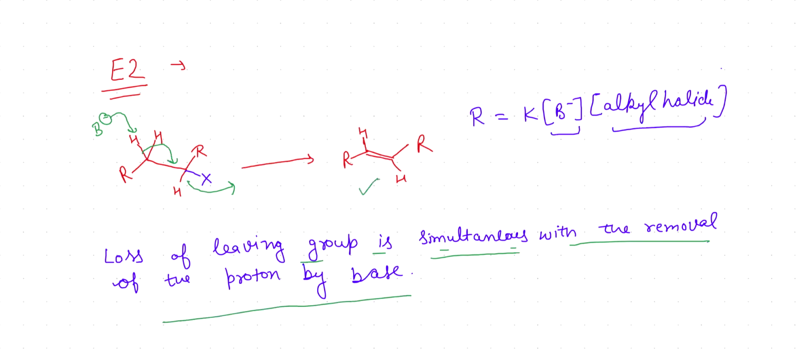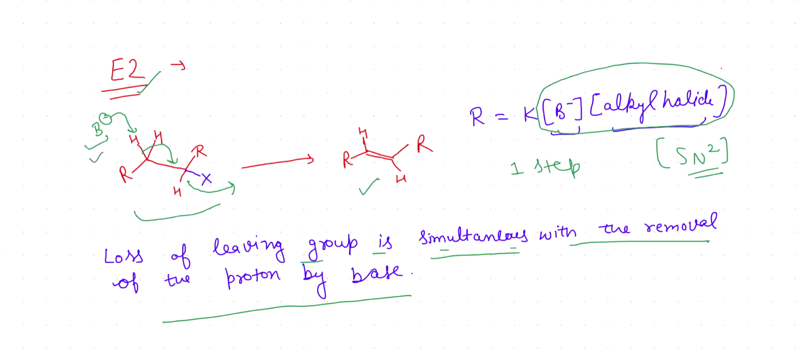This mechanism also contains one step, similar to SN2. The 2 is used here because the rate of reaction depends on the concentration of both the base and the reactant, and both groups are removed simultaneously. So in this step you have to remember this one. This is the basic difference between E1 and E2.